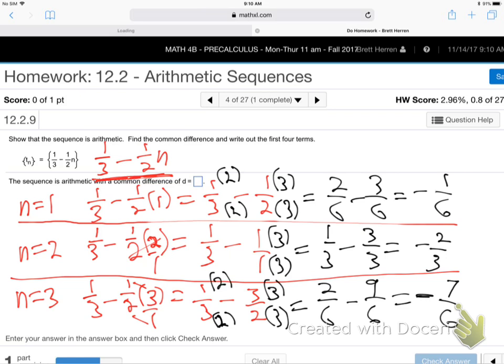Good there? First 3 terms. They want 4 terms. I'll let you find the 4th. I'm tired of this problem now. What's the difference from term to term? What's the jump amount from term to term?